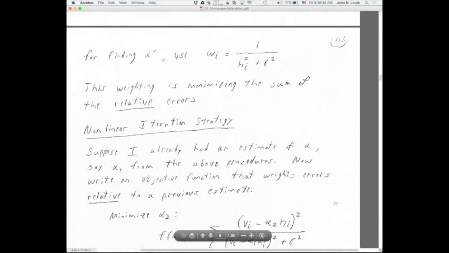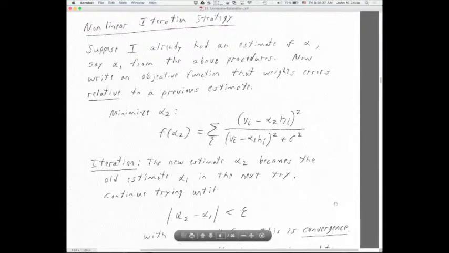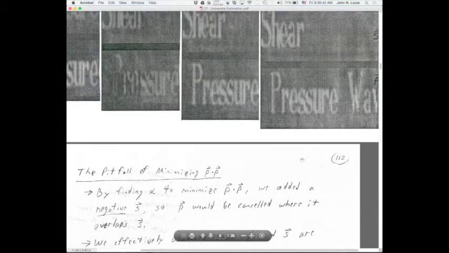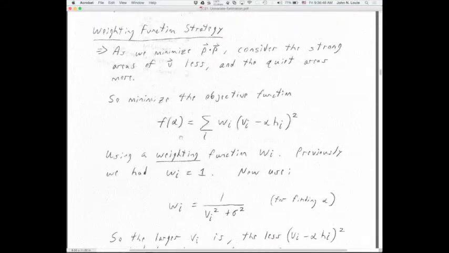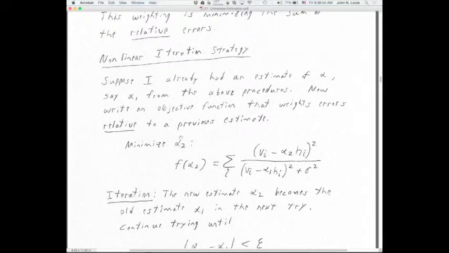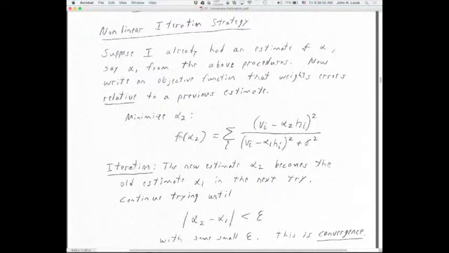Okay, so how are we iterating then? Now suppose I already had an estimate of alpha, and that estimate of alpha is using the weights, what's producing this image right here. Okay. So I've got that estimate of alpha, and let's call that estimate alpha 1. Now I'm going to write an objective function that weights errors relative to a previous estimate. Okay, so we're going to minimize alpha 2. That's going to be the next objective function.